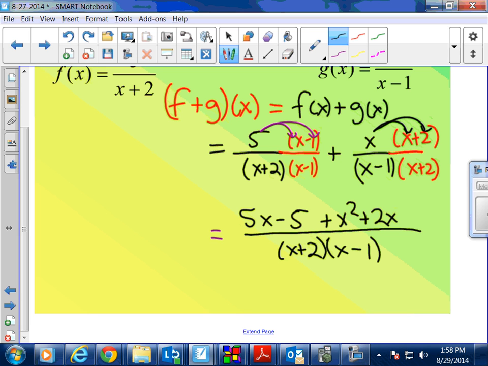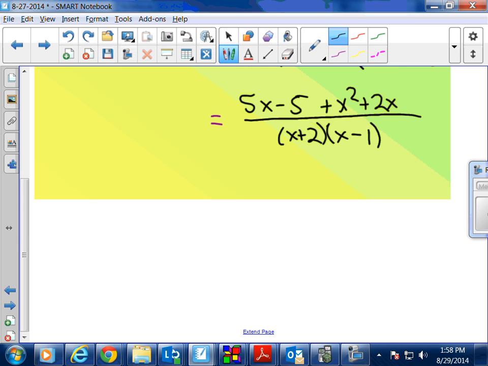Now let me go ahead and finish the simplification. At this step, we have to combine like terms and come up with our actual answer, which is going to be this. It's going to be f.